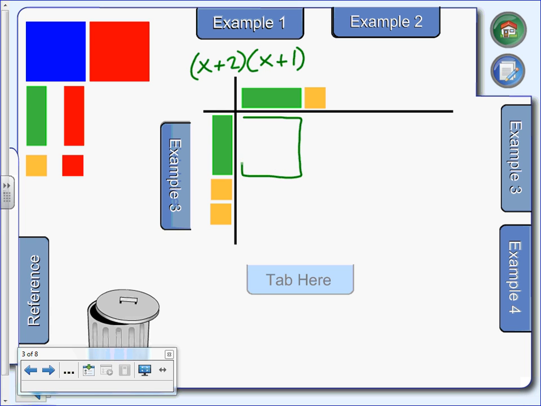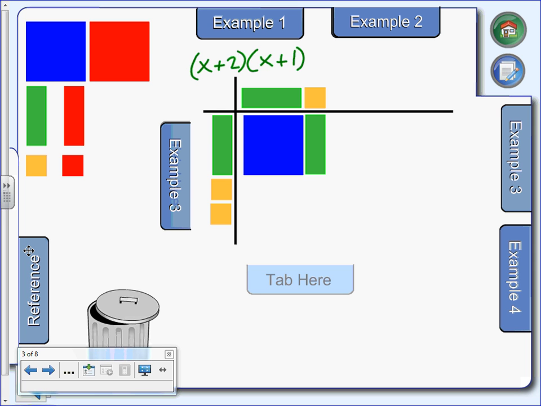So what I'm going to end up with is a big X. I guess I could drag the little things over instead of drawing these little pictures here. I'm going to end up with a big X. A positive times a positive gives me a positive X. Okay, see how that works out? And then I have this positive and this positive.